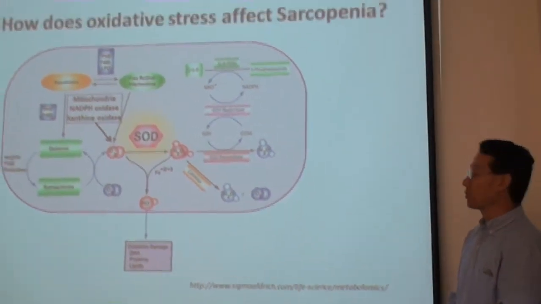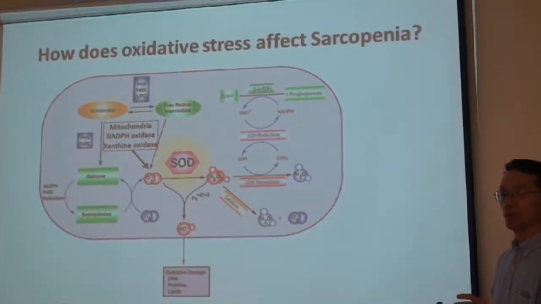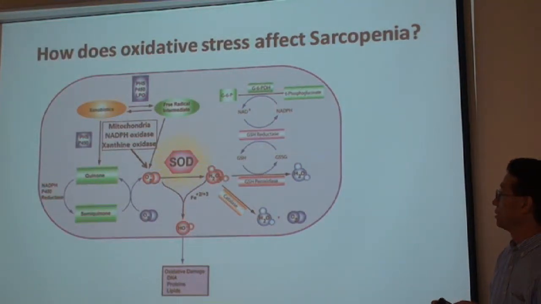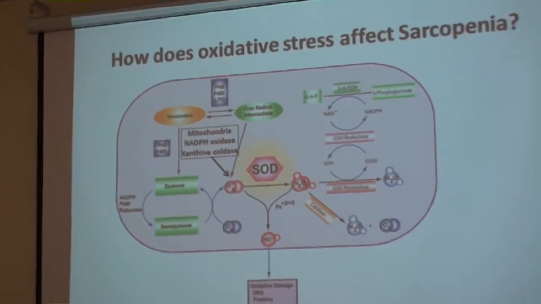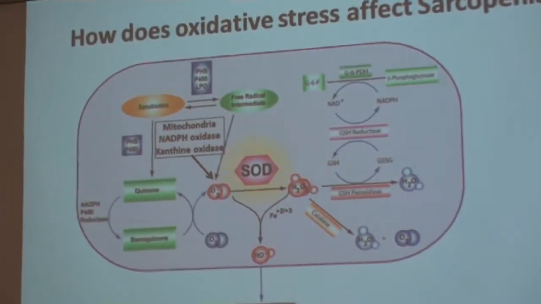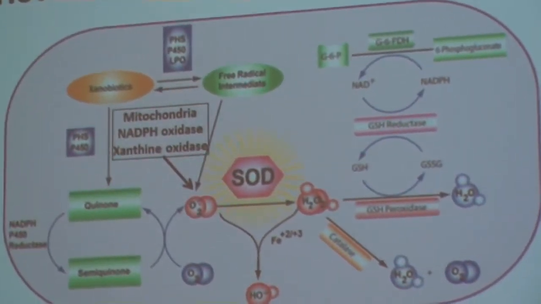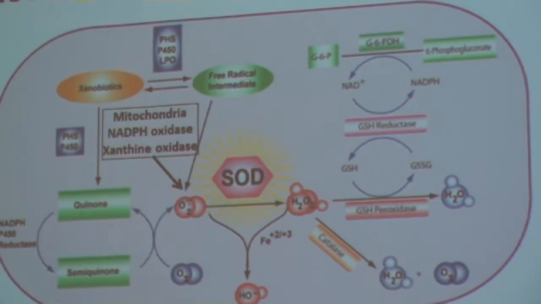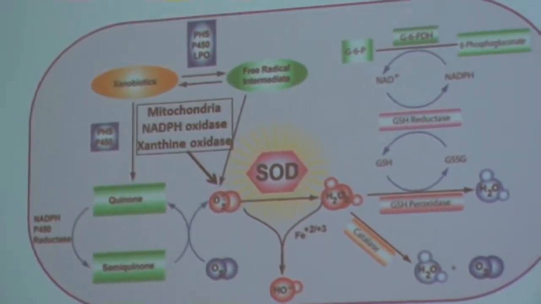So our group is interested in how oxidative stress affects the motor neuron and the muscle. To further explain that, I need to introduce a little bit about oxidative stress. Here is a diagram showing what oxidative stress is and how oxidative stress occurs and leads to damage to the cell.